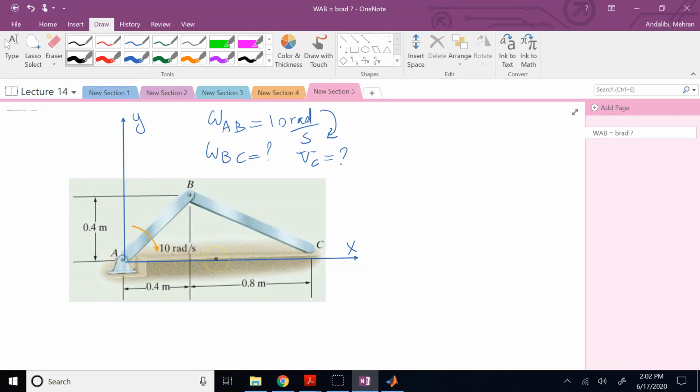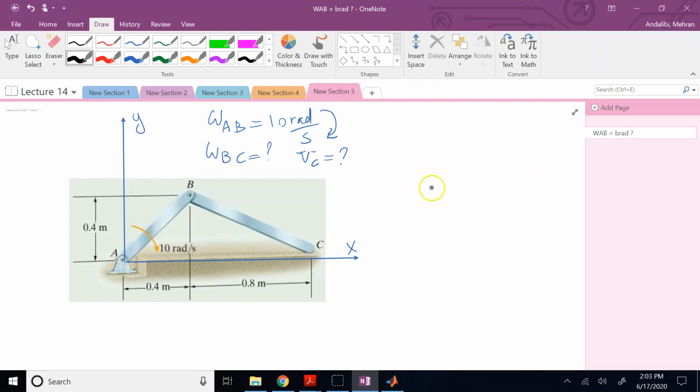Which 2 points do you choose? Your candidate points are either the points that you know something about their velocity, or the points that also belong to other rigid objects. They are common points, they are intersection points. So B is a good point because you can find something about it from AB and find something about it from BC. That's a good candidate point. And A is a good point because it's a pivot point and velocity of it is 0.